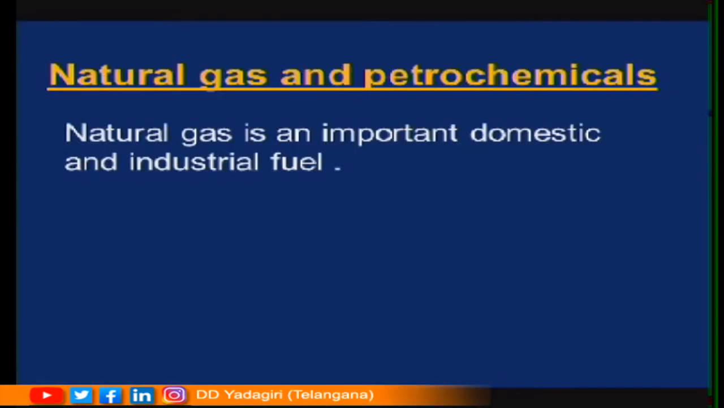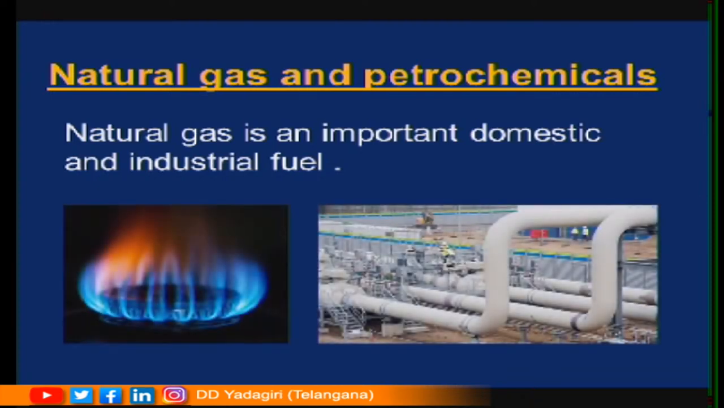In the Krishna Godavari basin, in recent years, large reserves of this natural gas were found. Now, natural gas is an important domestic and industrial fuel. We can use it for cooking, as well as supply this natural gas to industries, especially iron and steel industries, where much heat is required. Rather than burning coal, we can use natural gas, thereby reducing pollution in the atmosphere.